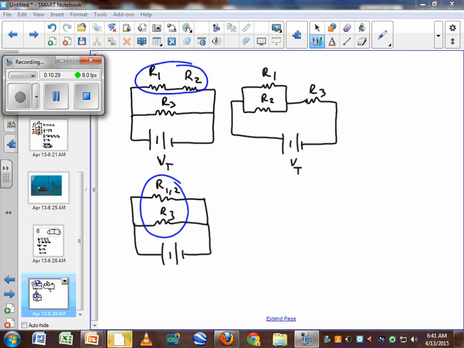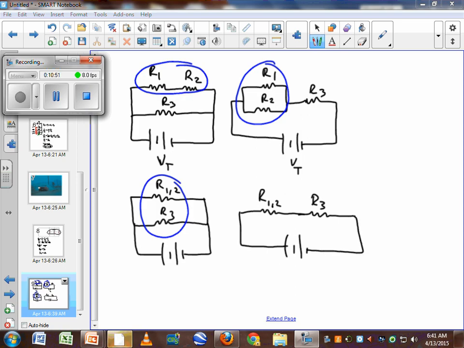And then on the right-hand side, R1 and R2 are in parallel, so you find the equivalent resistance of those two, and then that will be in series. That equivalent resistance, R1 and R2 together, is then in series with R3, and then you just go ahead and add those two together.